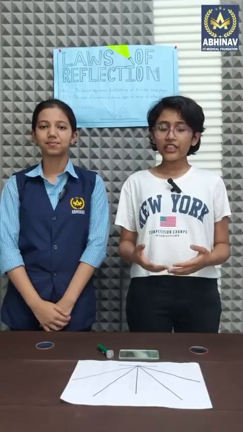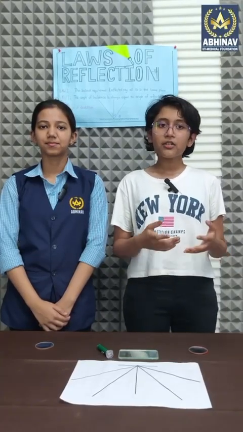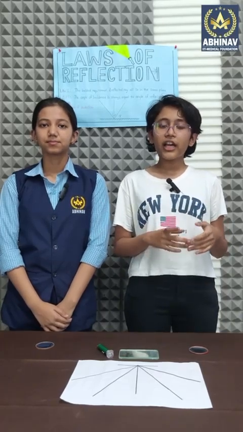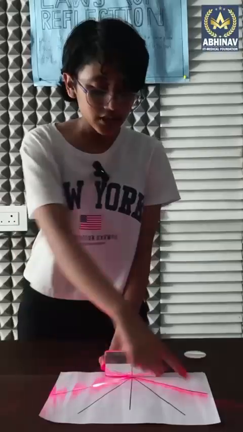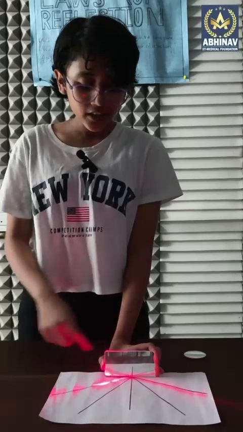The second law of reflection states that the angle of incidence, which is the angle between the incident ray and normal, is equal to the angle of reflection, which is the angle between the reflected ray and normal. We can use the following experiment to prove this. So this is the incident ray. As you can see, it is making a 30-degree angle between the normal and the incident ray.